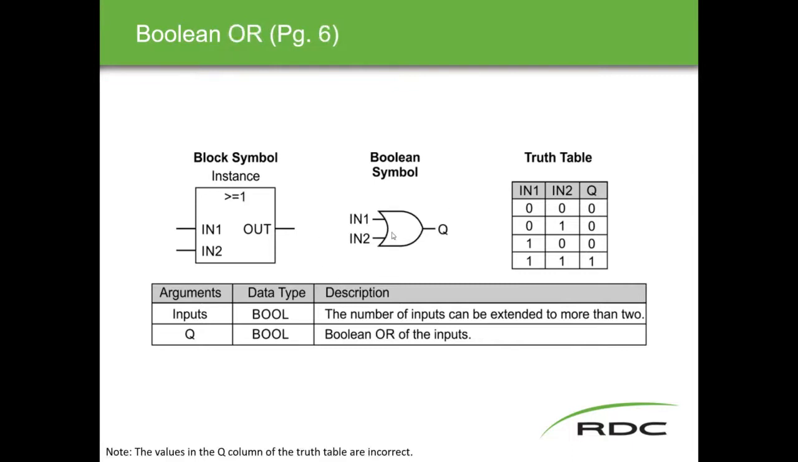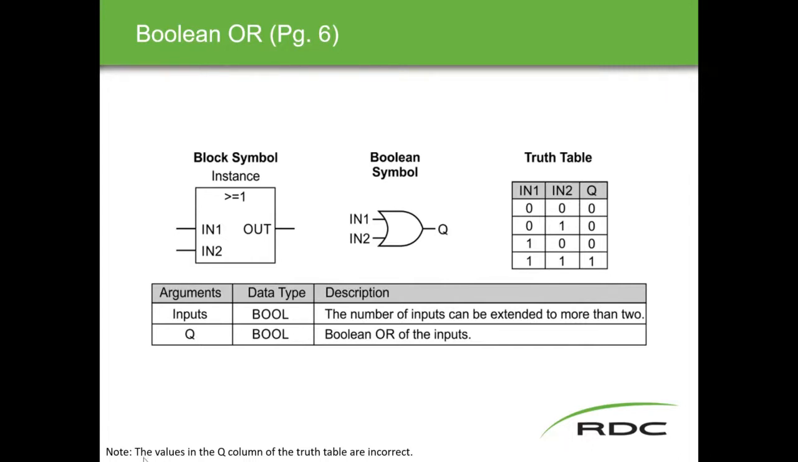Okay, an OR function looks like this. If input one or input two is true, then the output will be true. So input one is false, input two is true. This truth table is wrong. You can see my note down here at the bottom.